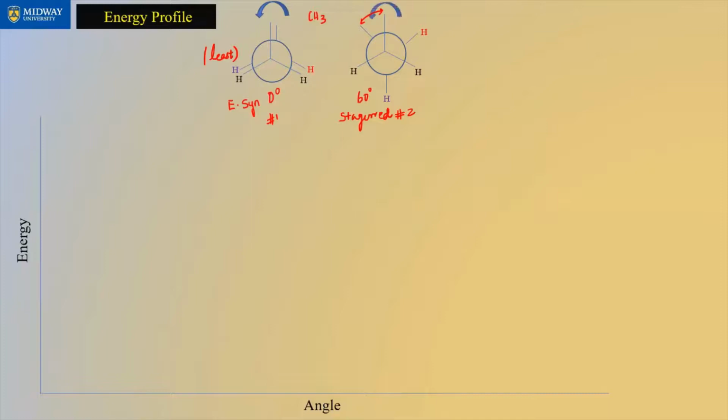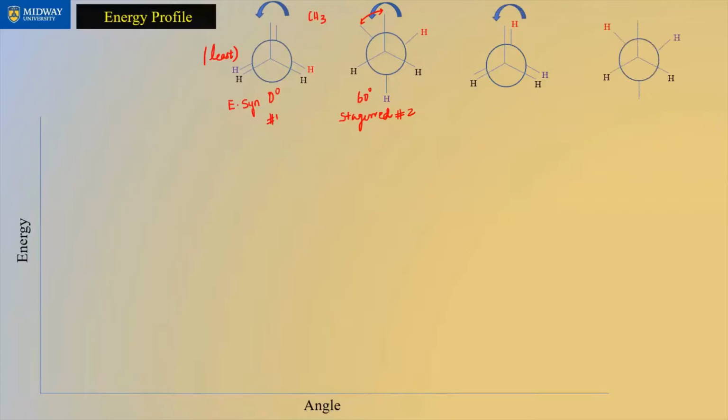Let's do another 60-degree rotation, and we get this. Again, we're back to another eclipse conformation, except this time we have a methyl and a hydrogen, a methyl and a hydrogen. At this point, you really can't tell right away whether it is more stable. Of course, it is relative, but we know it's not going to be as least stable as the eclipsed syn, but that means you got to keep going.